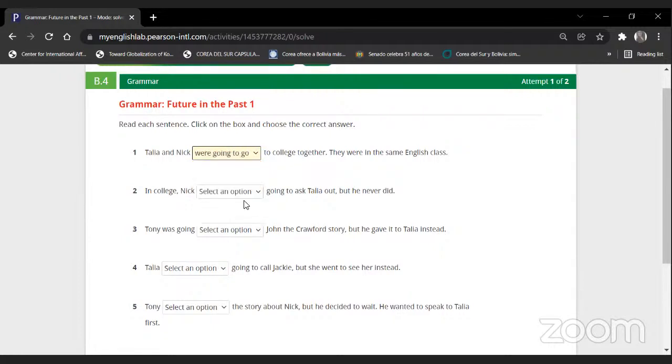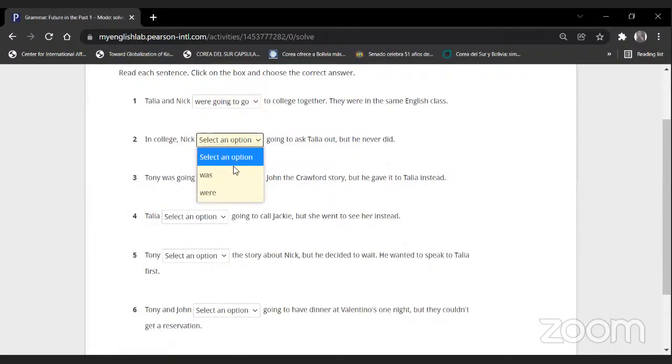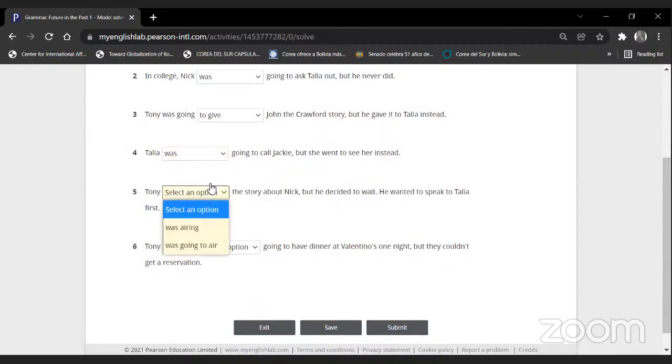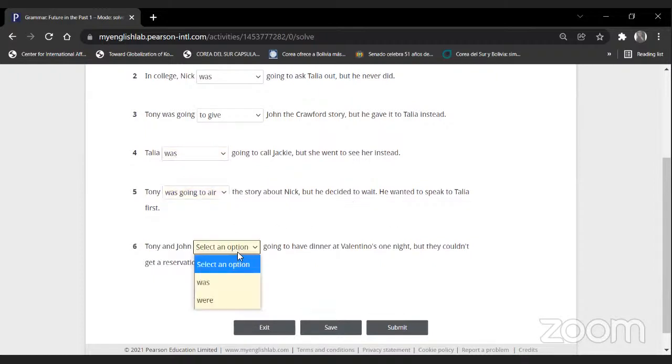We're going to go to Malaysia. Danny was going to give... going to Konyaki, but you went to see Tony. Tony and John were going to get a reservation.